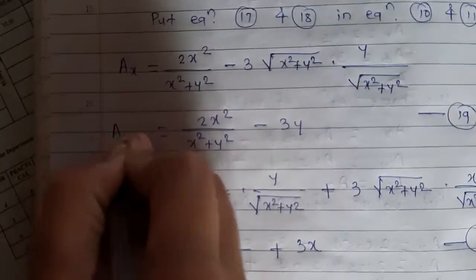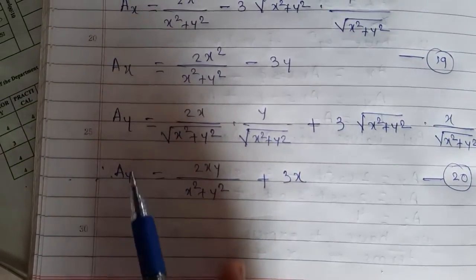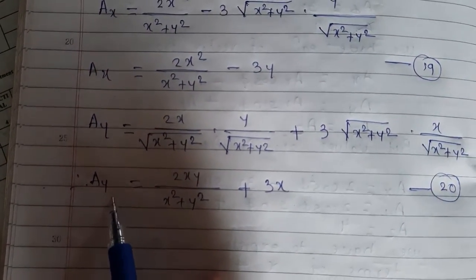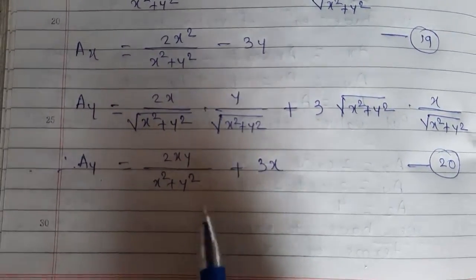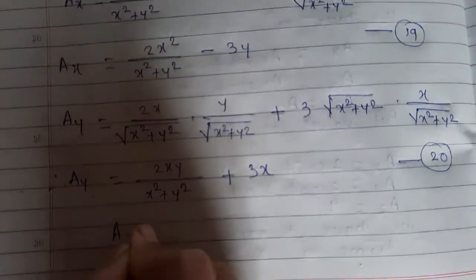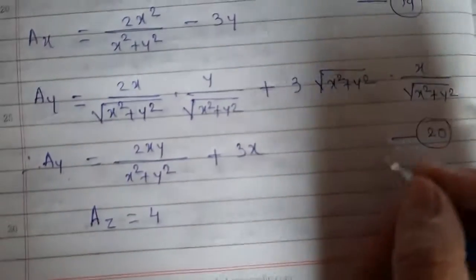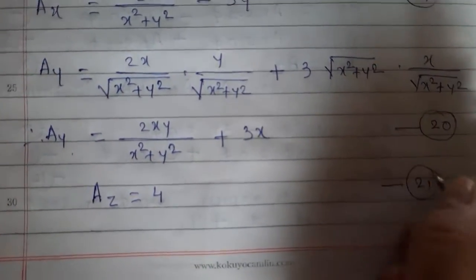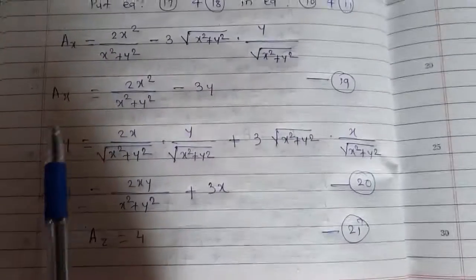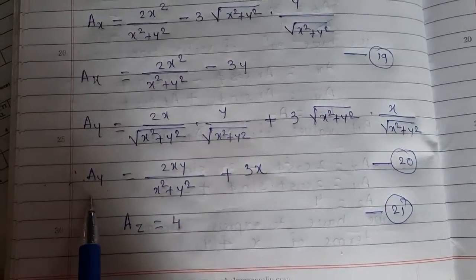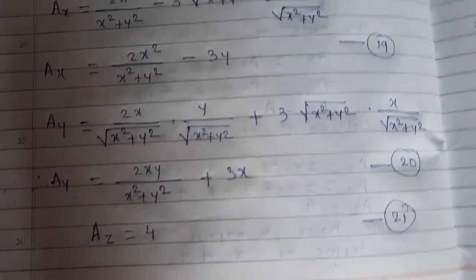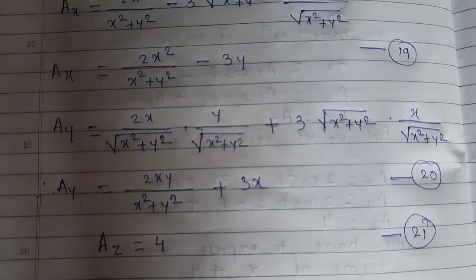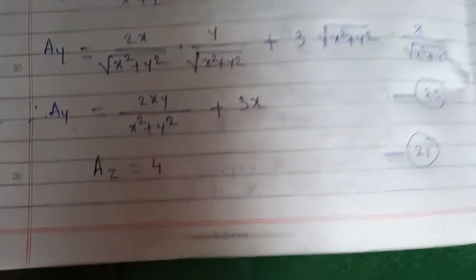So here we get the values of ax and ay in terms of x and y, and we know that az is equal to 4. So this is equation 21. So we put these values of ax, ay and az in equation number 1, that is the general equation for the Cartesian coordinate system.